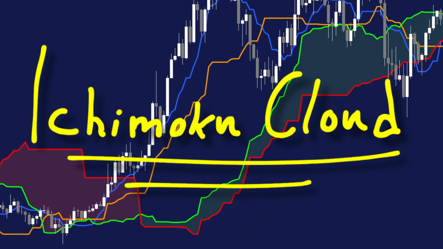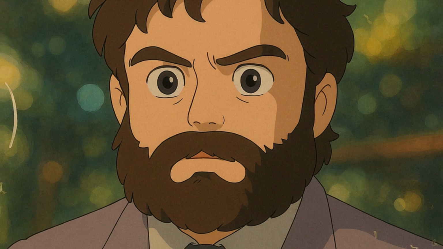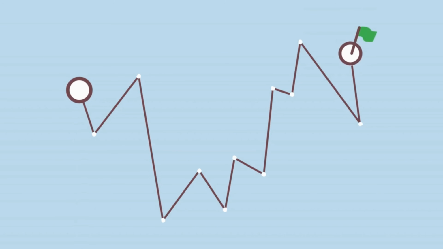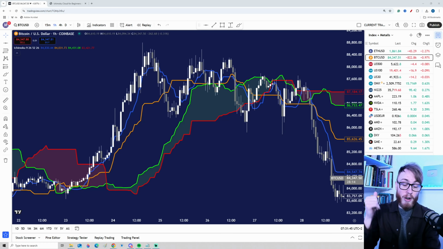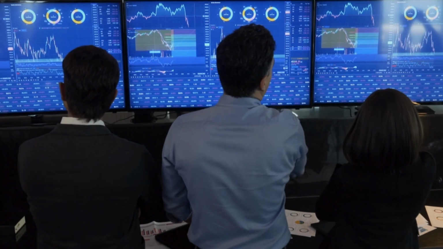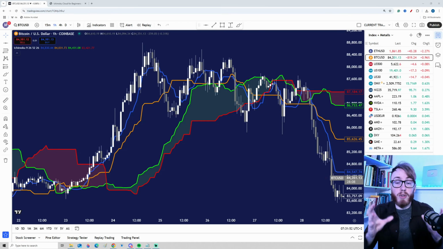The Ichimoku cloud indicator can look very complicated at first glance, but if you learn to understand it and how to use it correctly, it can actually be a very powerful tool. So in this video, I will simplify the Ichimoku cloud as much as possible. We're also going to take a look at a trading strategy step by step. And last but definitely not least, we're also going to take a look at how we can change the settings to potentially improve the indicator even more.